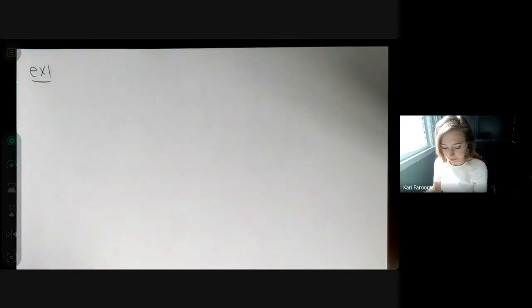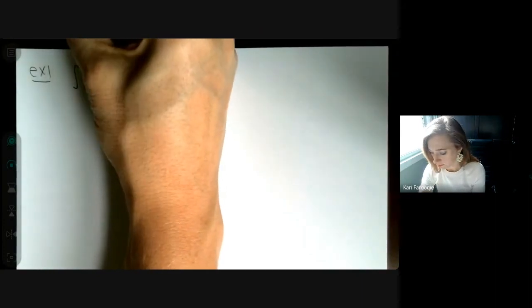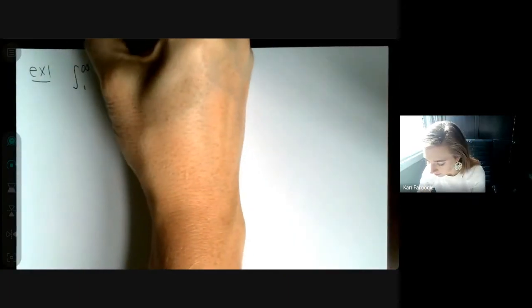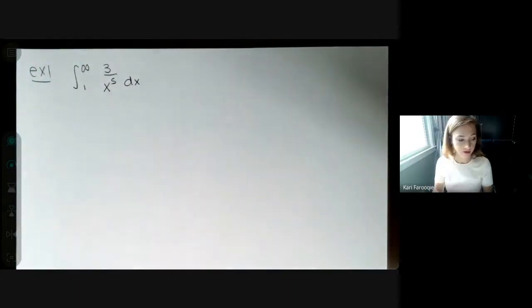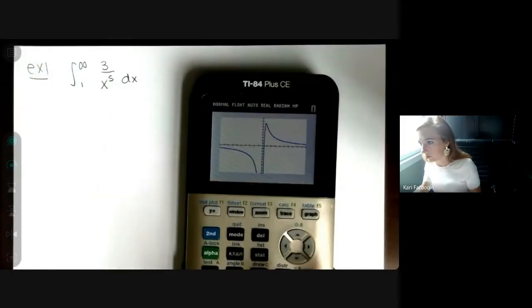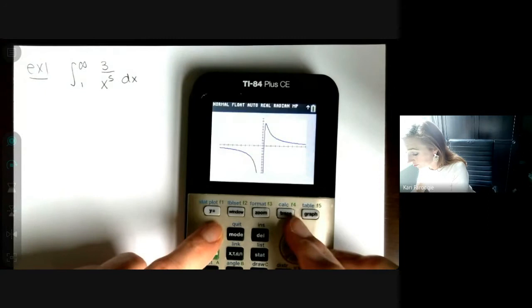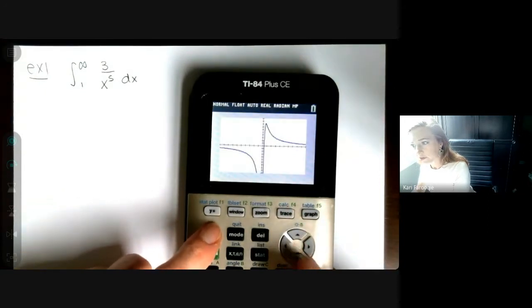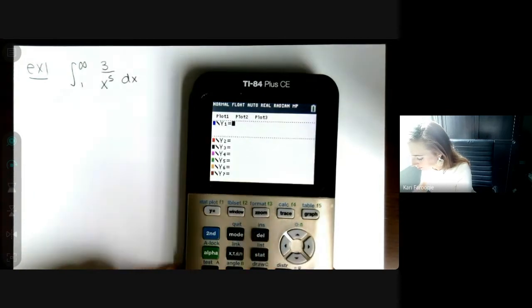Example 1. So I'm going to start out with something pretty basic. We're going to take the integral from 1 to infinity of 3 over x to the 5th dx. Now, if you're trying to get an idea of what this looks like, this is our graph from last night. I've got to fix this. Oh, you know what? It's a little dark outside. Maybe I don't need to brighten this all the way.